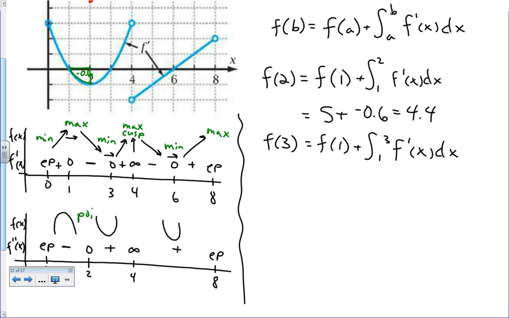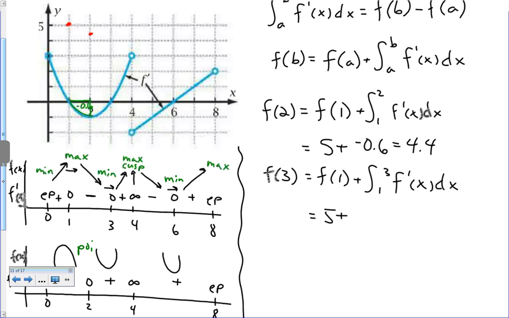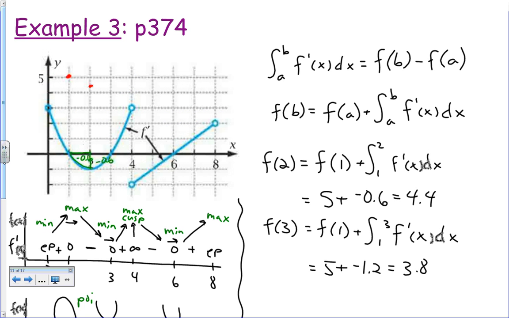All right, so f of 3 is equal to 5 plus the integral from 1 to 3. Now, from 1 to 3, as we've already calculated what it is from 1 to 2, it looks like this is going to be an additional negative 0.6 right here. So negative 0.6 and negative 0.6 is a negative 1.2. So plus a negative 1.2 is going to end up giving us 3.8. So up here on our graph, we're going to plot a point at 3, a value of y equals 3.8, which we'll say is about right here.